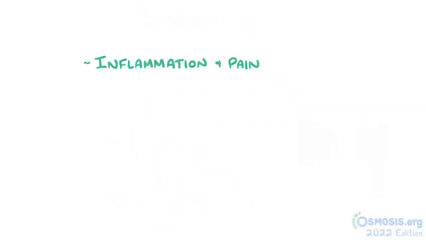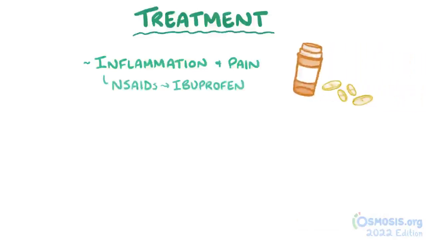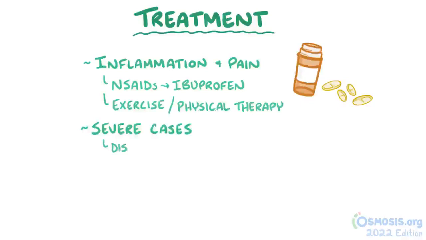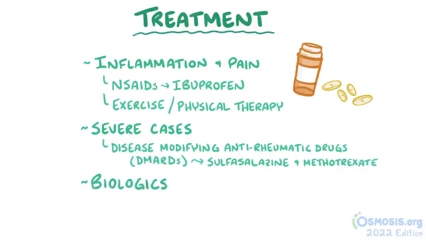Inflammation and pain from ankylosing spondylitis is usually treated with non-steroidal anti-inflammatory drugs, like ibuprofen. The pain can also be relieved by exercise or physical therapy. In more severe cases, disease-modifying anti-rheumatic drugs, or DMARDs, like sulfasalazine and methotrexate can be helpful. Newer therapies called biologics can also be useful, because they block the actions of cytokines like tumor necrosis factor alpha and the interleukins.